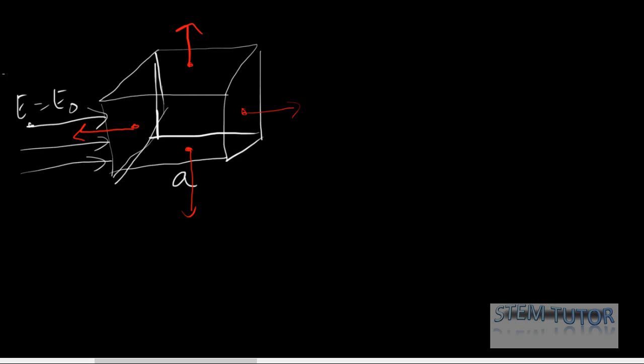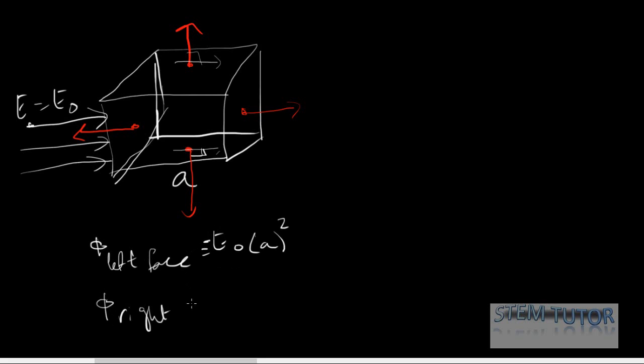So then electric field lines are going to be perpendicular to the top and bottom, so those don't matter. Neither do front and back. All that matters is the left and right. The flux produced by the left face is equal to E naught times the area, but it's going to be negative.